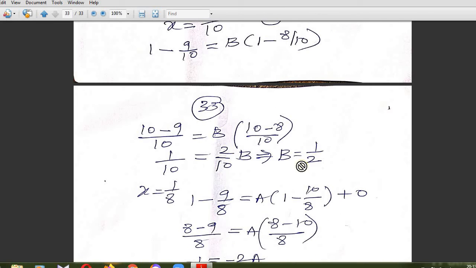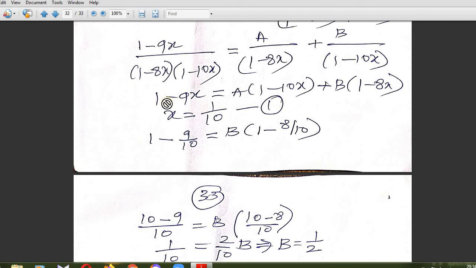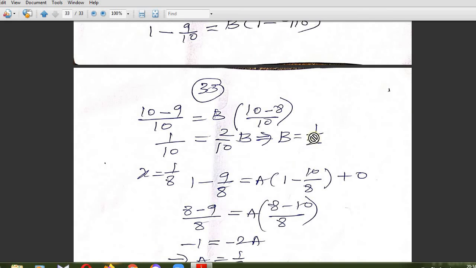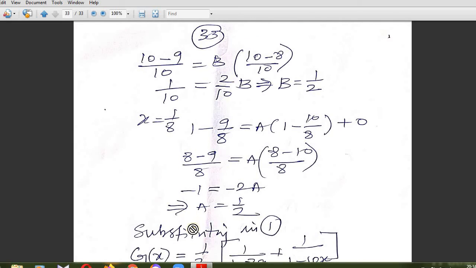Now if you take x is equal to 1 by 8, here x is equal to 1 by 10 we have taken, as a result we got the value of b. If you take x equals 1 by 8, then you get the value of a is 1 by 2. 1 by 2, that's the value of a.